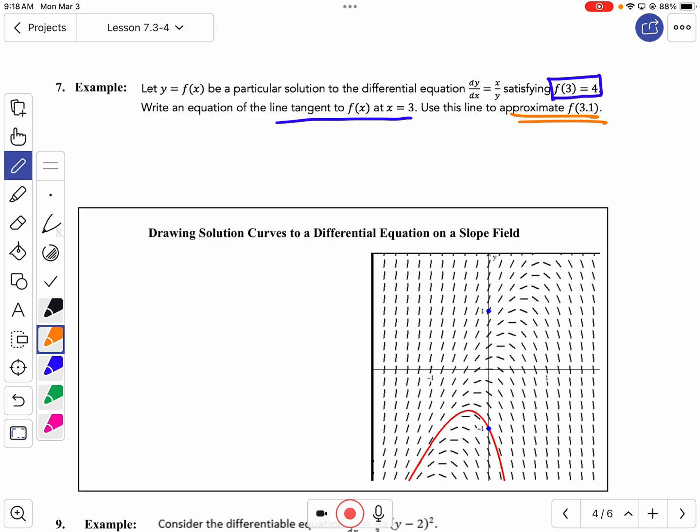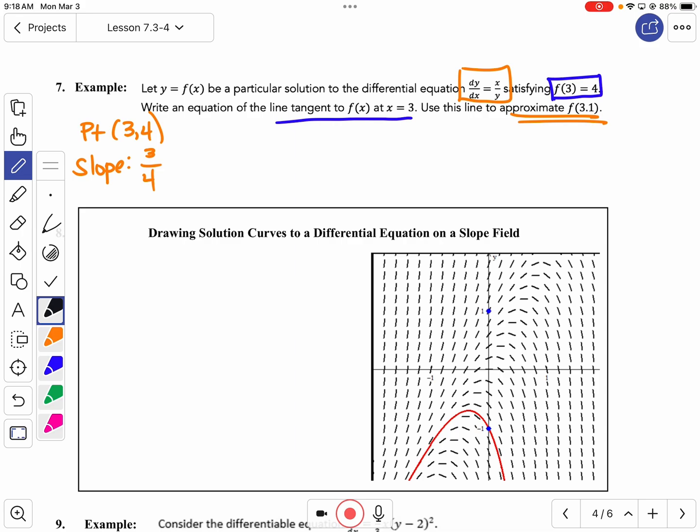A slope and a point. Okay, we need a slope and a point. Well, they gave me the point. The point is 3, 4. Did they give me a way to find the slope? Yeah, I just got to plug it into the differential equation. Okay, so my slope is going to be x over y, which is 3/4.